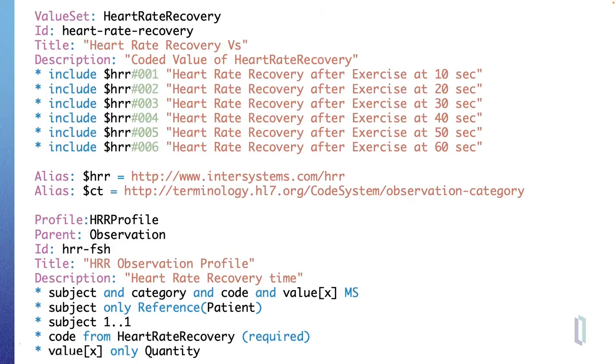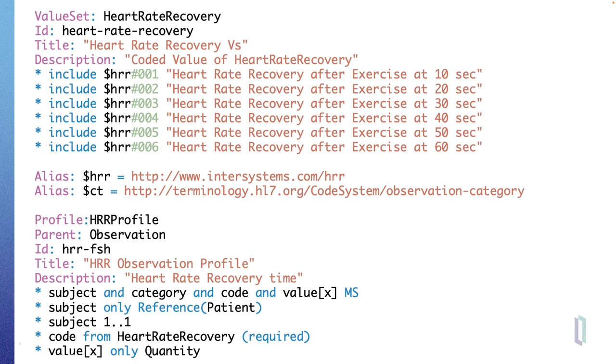So I'm going to start out defining a value set and then use aliases so that I could describe the codes in this value set rather easily. So I'm going to start out with this value set called heart rate recovery. Notice I have to give it an ID, a title, and a description. And then I could add my own codes to this value set. And we're going to make these very simple. We're going to look at things like the heart rate recovery after exercise after 10 seconds, 20 seconds, 30 seconds, etc. Now notice I've set up in this heart rate recovery some aliases.